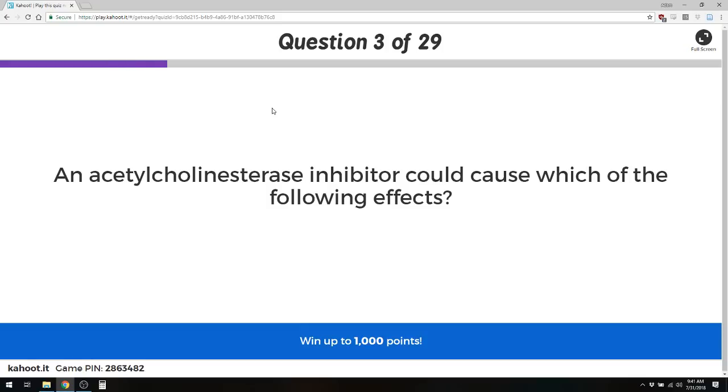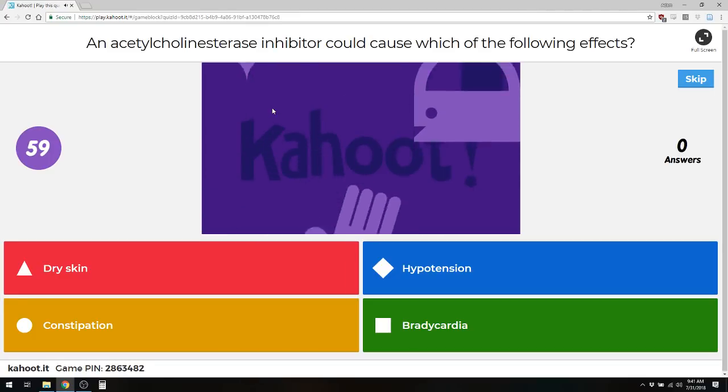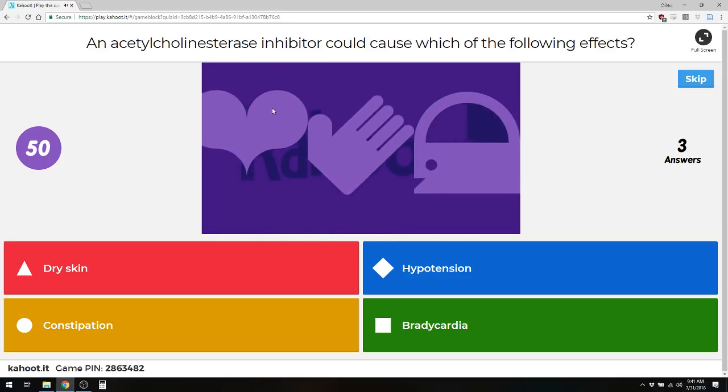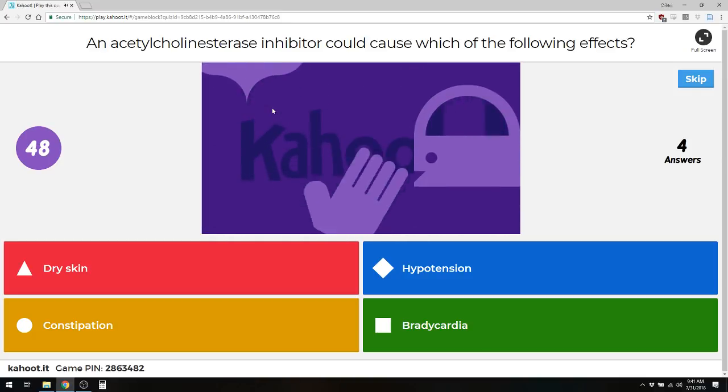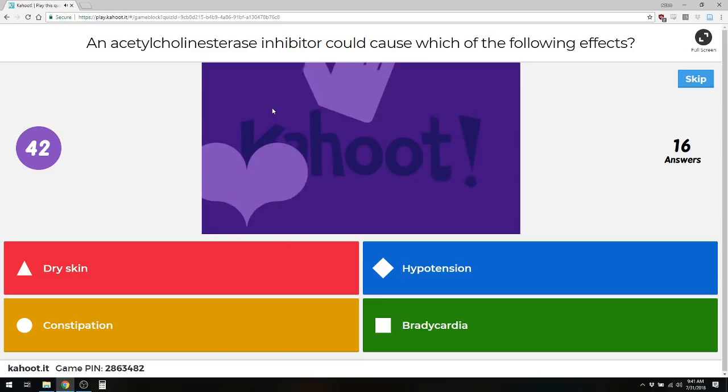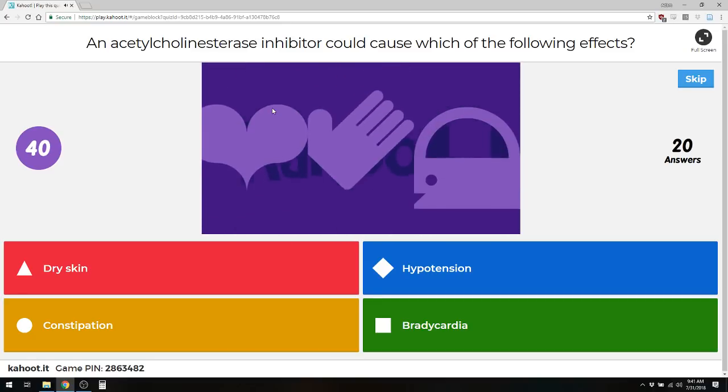An acetylcholinesterase inhibitor would cause which of the following effects? I'm blocking the activity of acetylcholinesterase. Would I see dry skin? Would I see hypotension? Would I see constipation? Or would I see bradycardia? So I'm blocking acetylcholinesterase. You should all get it right because we just covered it, right?